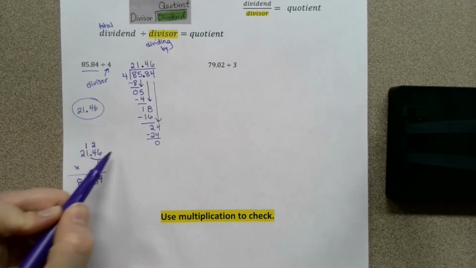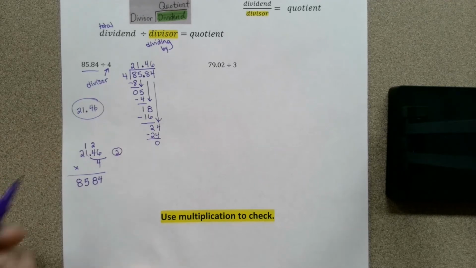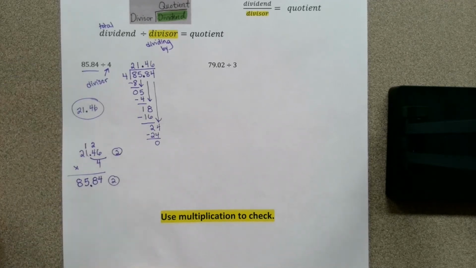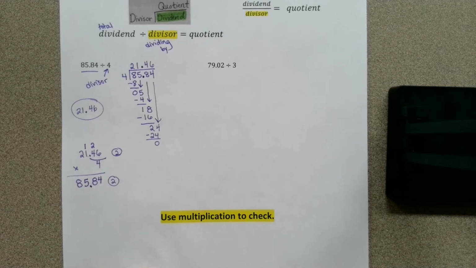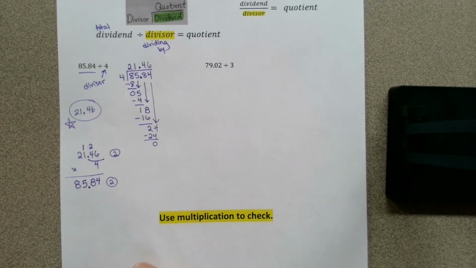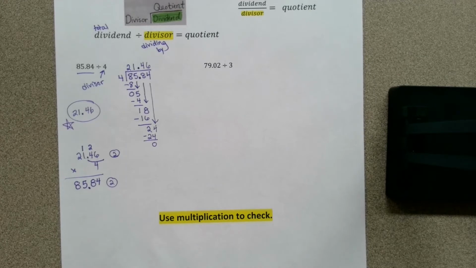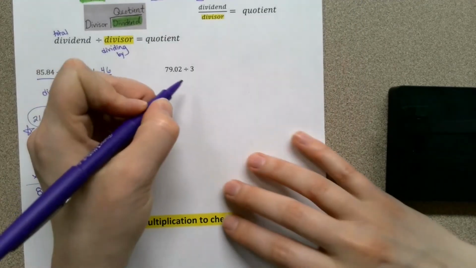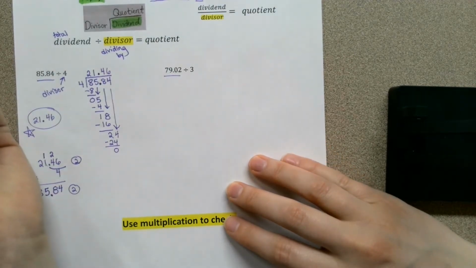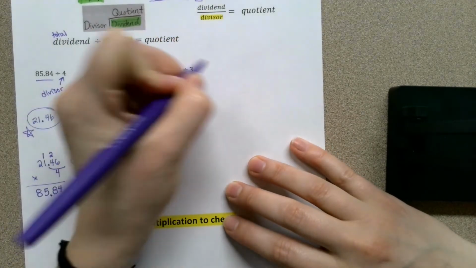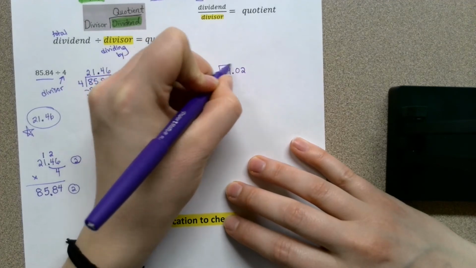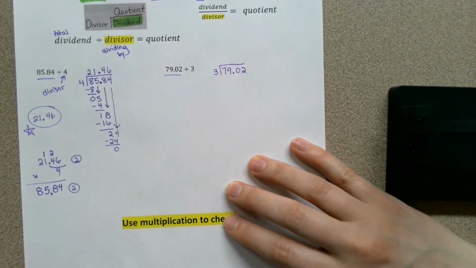You'll notice that we have 2 digits to the right of the decimal, so we need 2 more down here in our answer, which matches our dividend from the beginning. So we know that our answer was correct and our decimal's in the right place. If we check the next one, again, 79 and 2 hundredths is our dividend. It goes in the box. And we're going to divide by 3, digit by digit.